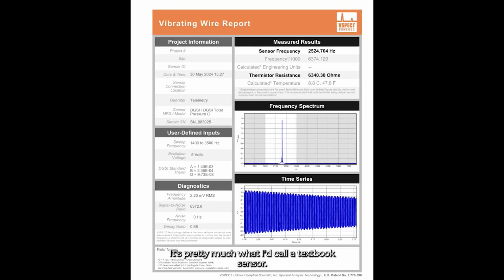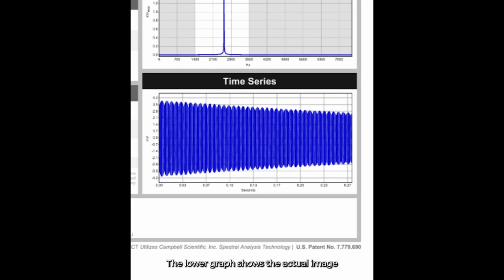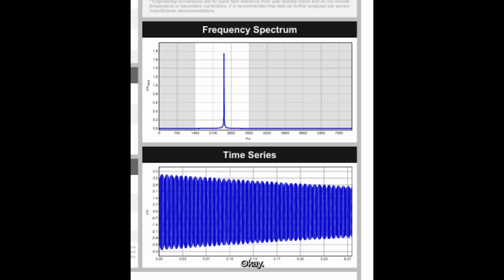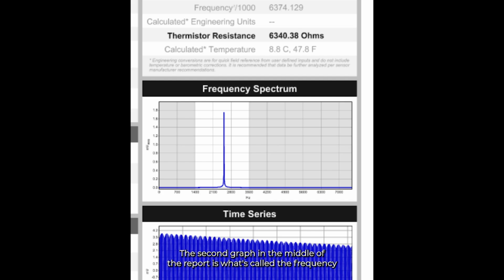It's pretty much what I'd call a textbook sensor. The lower graph shows the actual image of the sensor frequency as it's vibrating and recorded by the data logger. So that's the time domain. That would be what we call the time domain or the time series. Okay. The second graph in the middle of the report is what's called the frequency domain or the frequency spectrum.